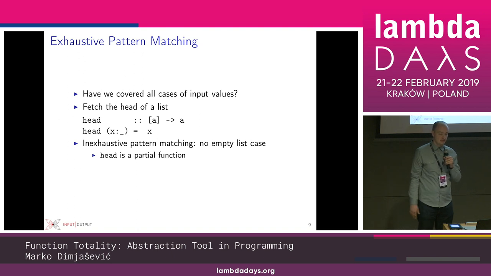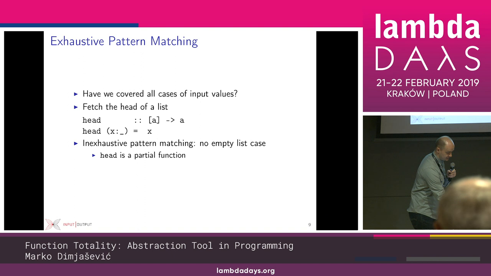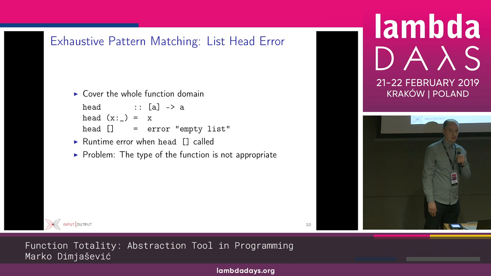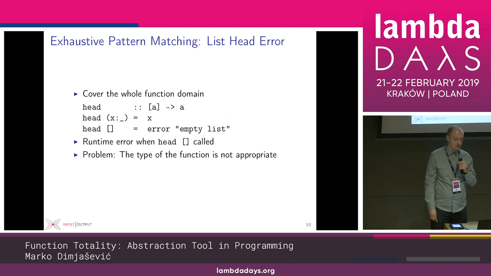And because of the way this function is defined, we say it's a partial function. It's not defined on its whole domain. And the domain is a list of any values. So what we could do is introduce the empty list case, and one solution is to simply call the error function provided by the Haskell standard library. But still, we will run into an error once we call the head function on an empty list. So it feels rather unsatisfactory.